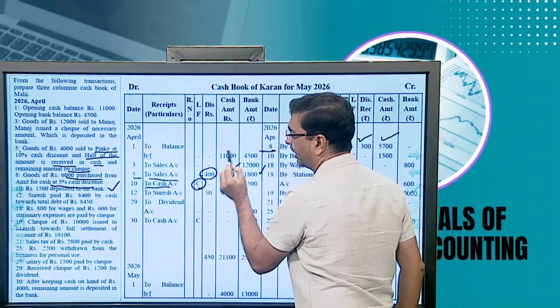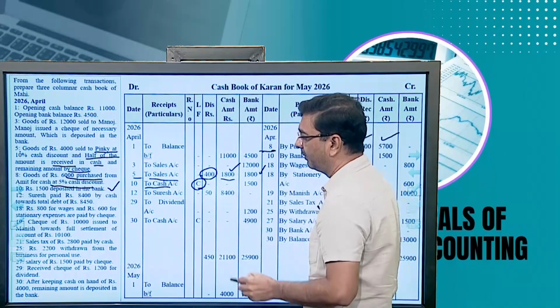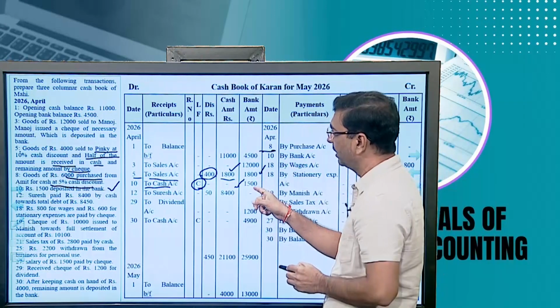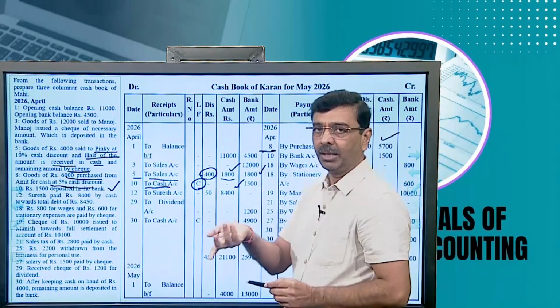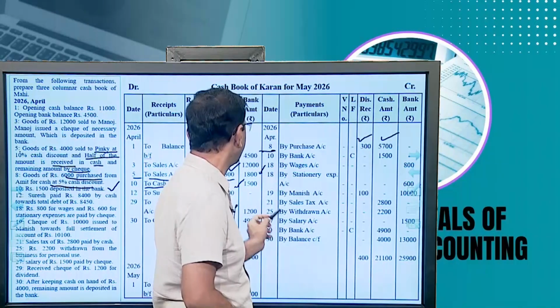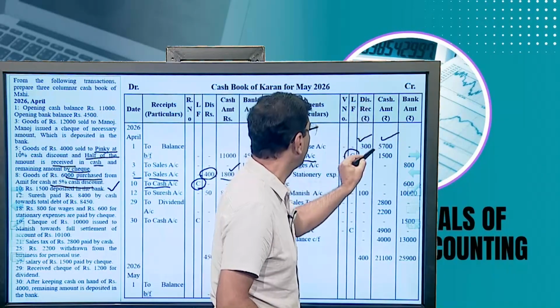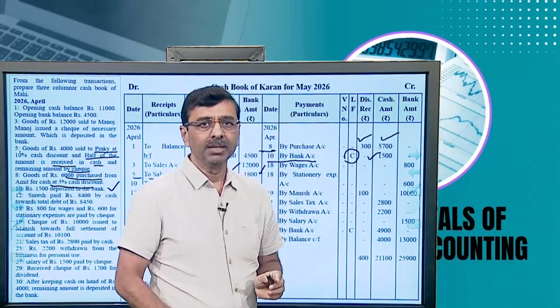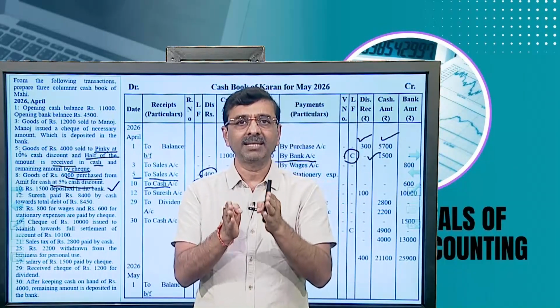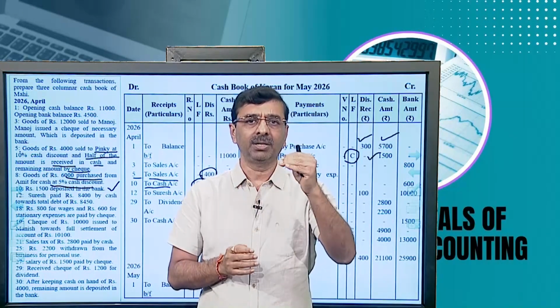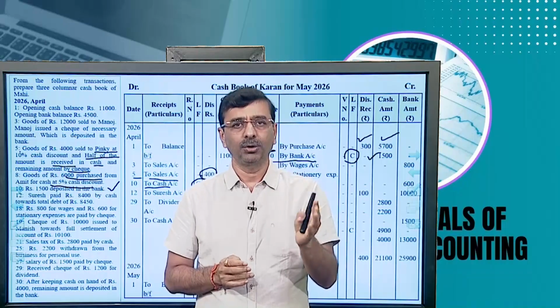This is the contra entry, so we'll have to write C in the LF, as it's a contra entry. 1,500 rupees deposited in the bank, so write 1,500 rupees in the bank column. And on the payment side, we'll have to write "to bank" by bank account, contra entry, but write 1,500 in the cash column. So this is the contra entry. When cash and bank both are affected in a transaction, it is considered a contra entry.